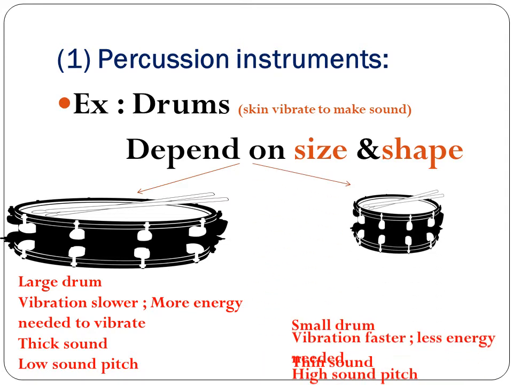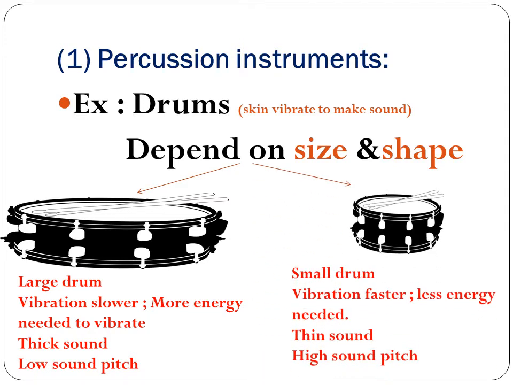The second one here is a small drum. The vibration here is faster, it needs less energy to vibrate, and it gives me a thin sound, so this is called high sound pitch. So it depends on the size of the drum, whether it's large or small, whether the vibration is slower or faster, and whether the sound is thicker or thinner.